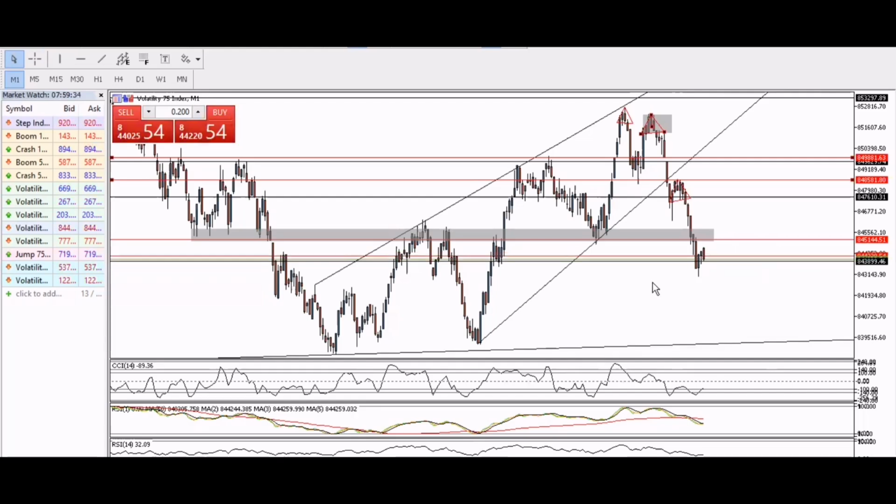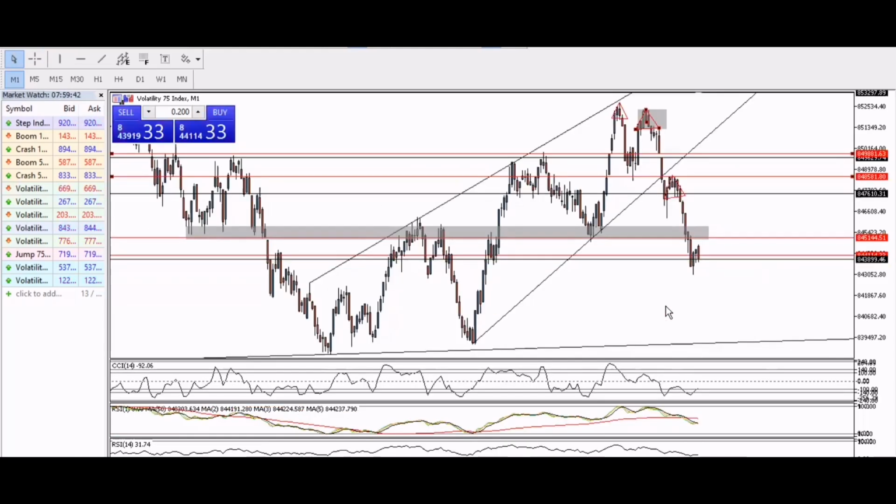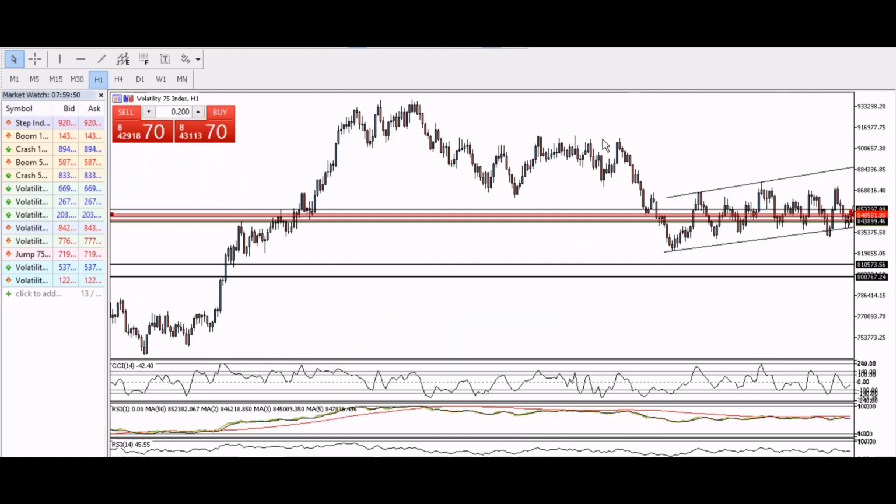Everything we're doing here is on the 1 minute time frame. And why we're doing this is so that we can have mastery of the market. So can we get some setup here that was going to be profitable? Let's see what we can have. Let's see the 1 hour time frame.